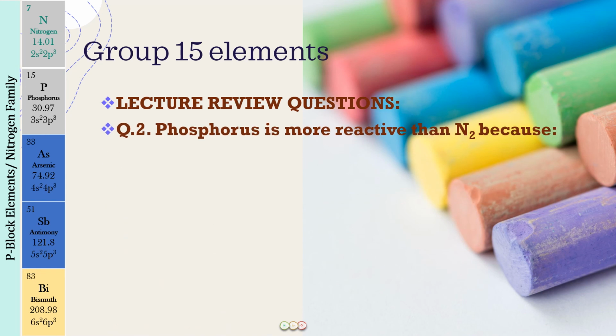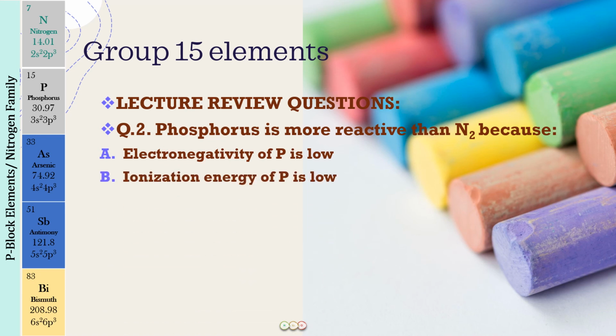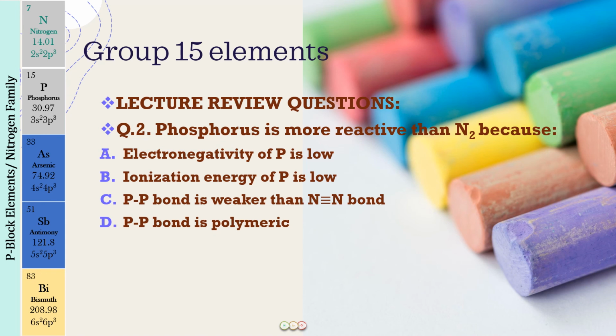The next we have is, phosphorus is more reactive than nitrogen. Why? First of all, we have the choice: electronegativity of phosphorus is low. Ionization energy of phosphorus is low. The phosphorus single bond is weaker than the nitrogen triple bond, and phosphorus bond is polybasic. So again, this I have already explained to you. You have to choose the correct option.